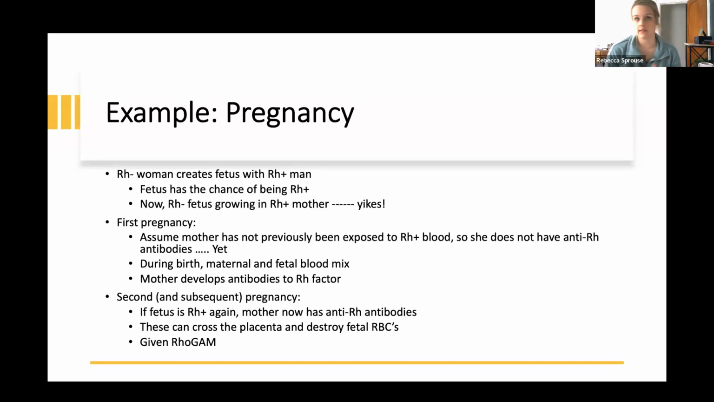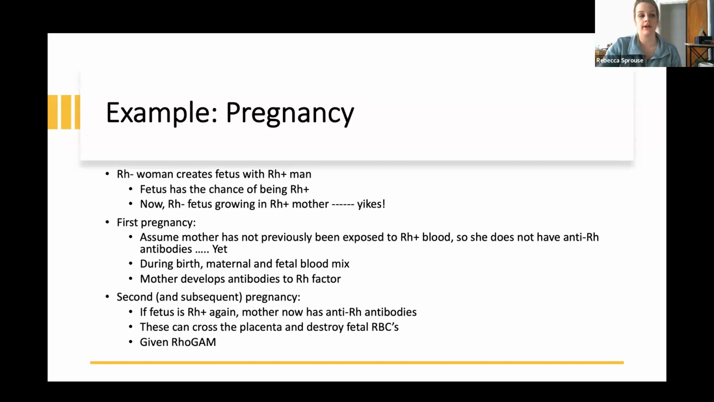And a good example of this is in pregnancy. So those of you who maybe have children, maybe already have an idea of what this is about. But basically, if you are Rh negative, so if you're any negative blood type, something to be aware of is what your partner's blood type is. If your partner is Rh positive, remember that that antigen can be passed on genetically. And so there's a chance that your fetus might be Rh positive.